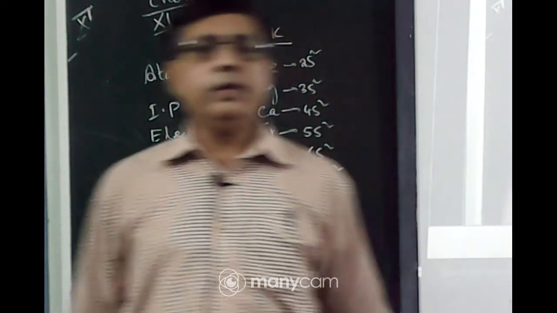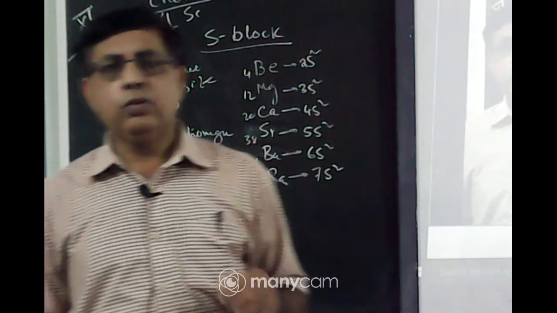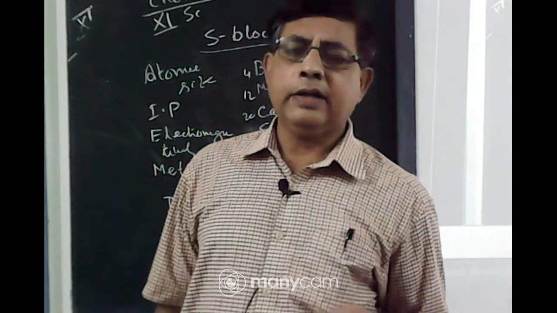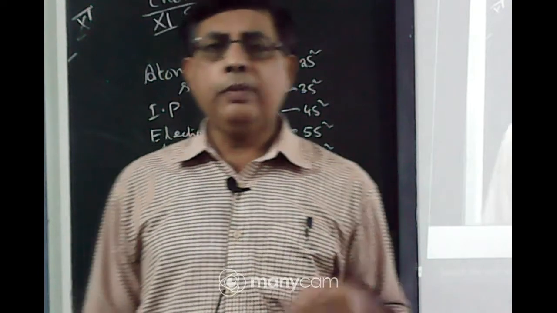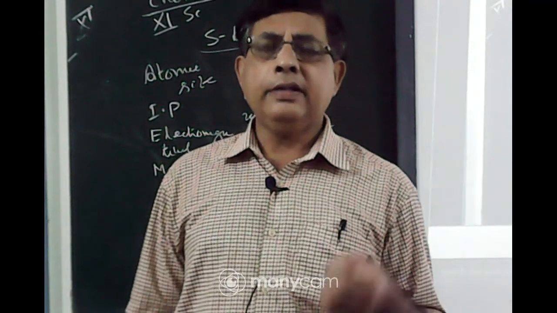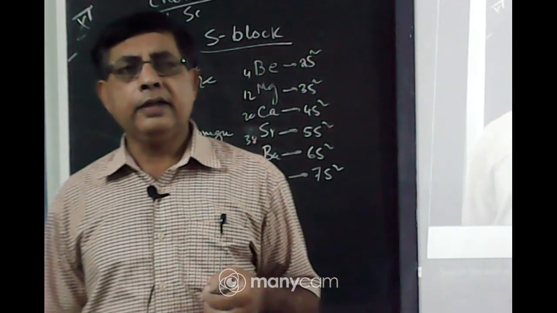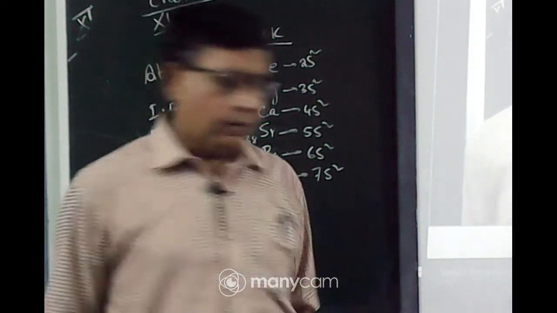So the flame test is due to the low IP value of the alkaline earth metals. Due to the lower IP value, the electron can be excited from a lower level to a higher level by absorbing heat energy from the Bunsen burner, and when this excited electron comes back to the ground state, it emits radiation which corresponds to a color of the flame.